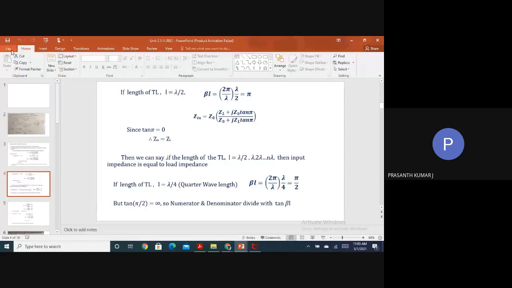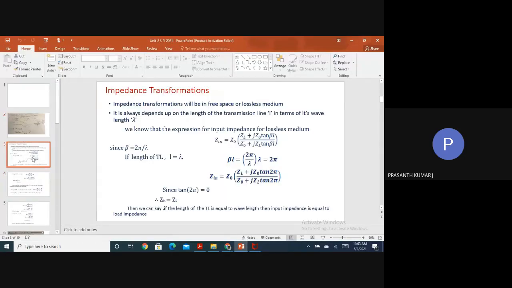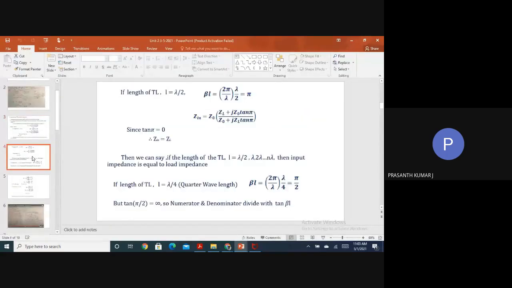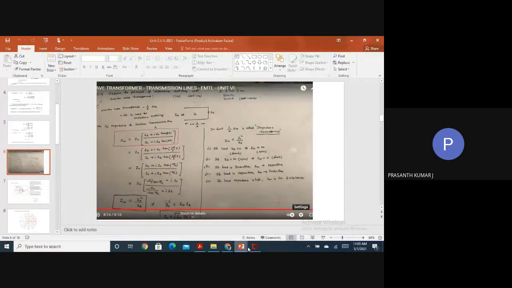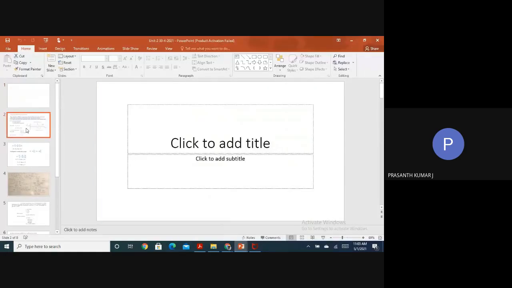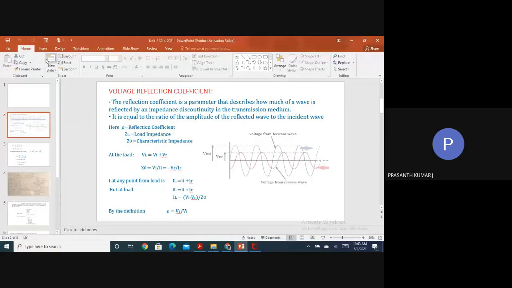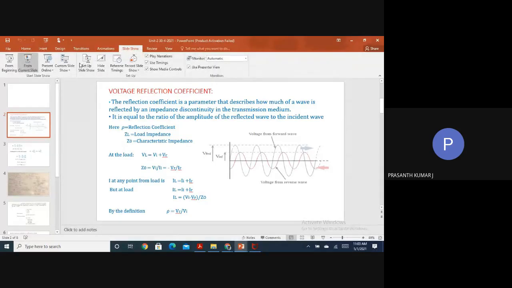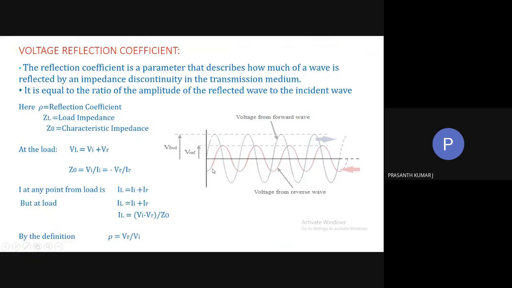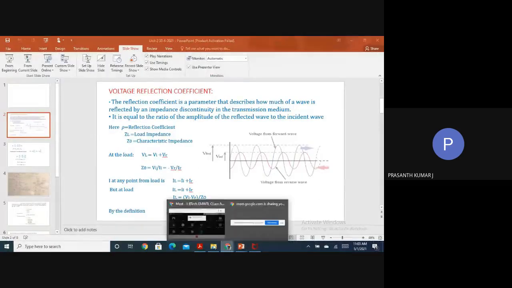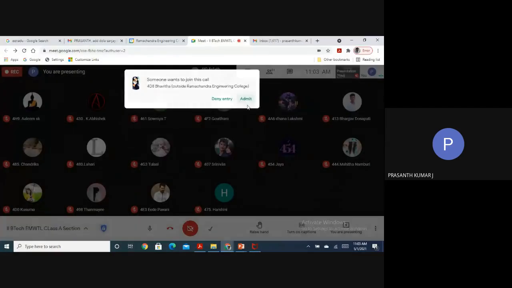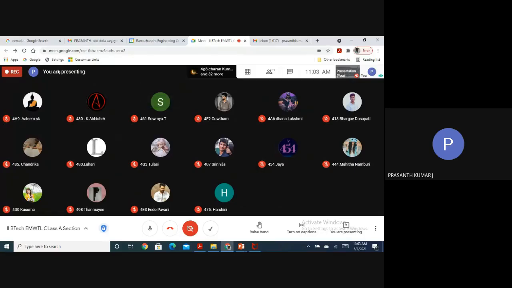So today we are going to discuss VSWR, voltage standing wave ratio, and we are going to discuss reflection coefficient. Last class we saw what is input impedance, for different types of termination: short circuit, open circuit, and also the line terminated with some characteristic impedance.